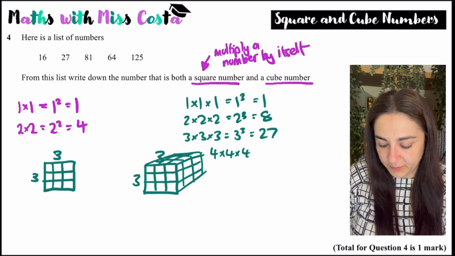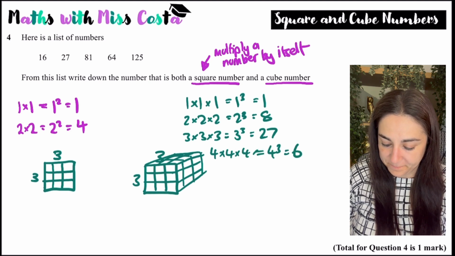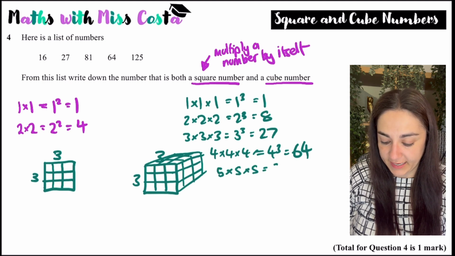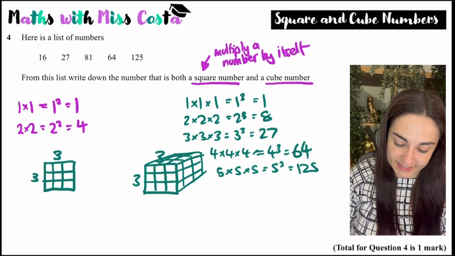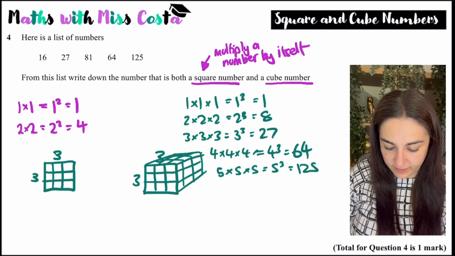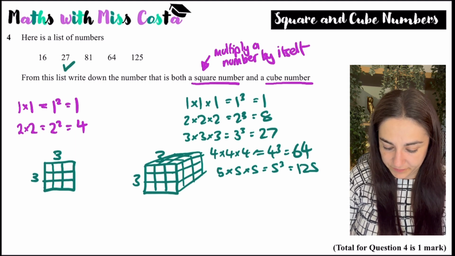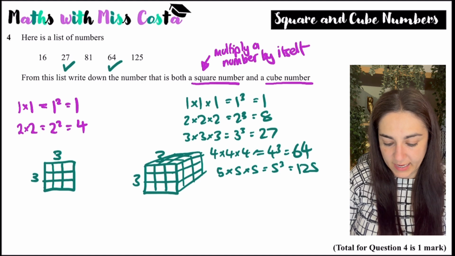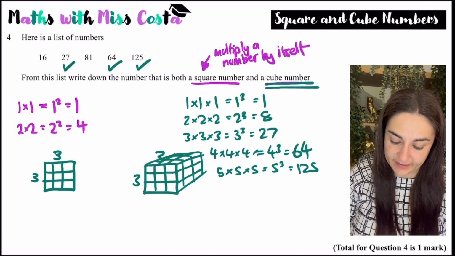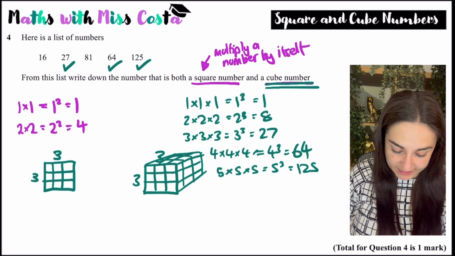So I'm just going to write out the first few to help me. 5 times 5 is 25, times 5 again is 125. I don't need to go any further because that's the maximum number over here. So I know that 27 is a cube number, 64 is a cube number, and 125 is a cube number. I've just underlined the cube numbers in green and ticked them.